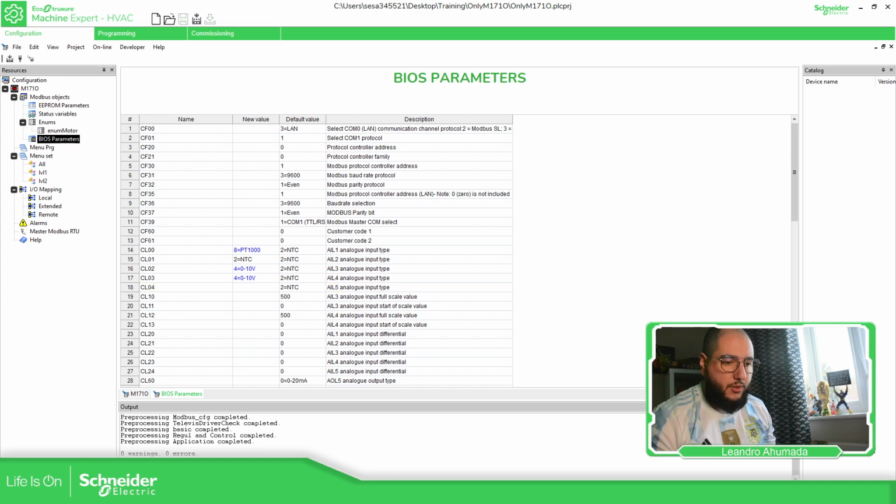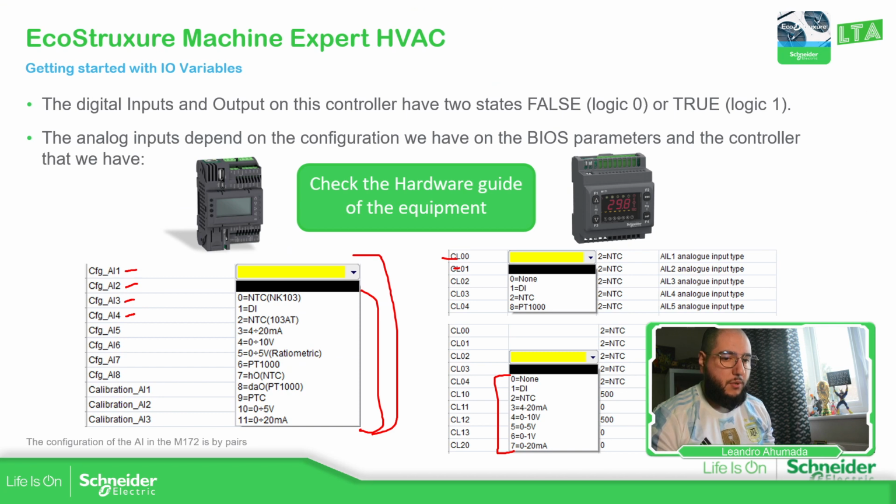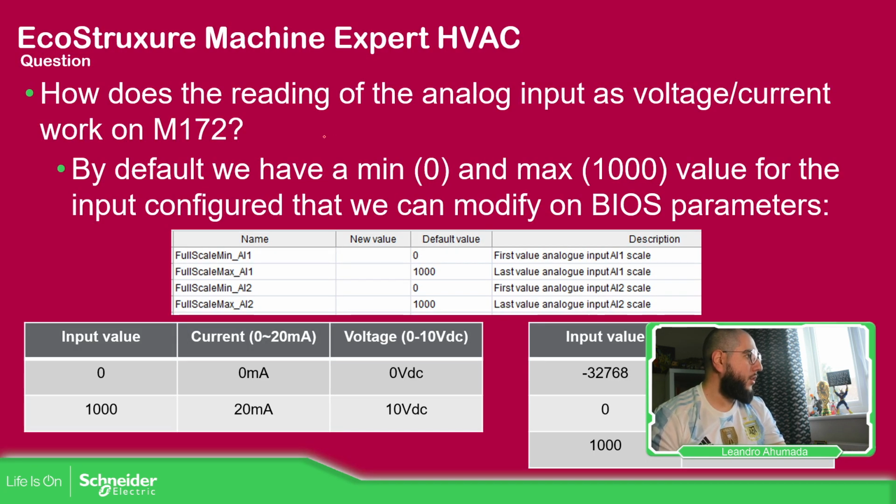Okay, so let's go back to the presentation. Now the interesting things here are the analog inputs and outputs. It's important to know the ranges for this and how we can work with the variables. If we configure the inputs of the M172 as a voltage or current, it's important to know the limits.